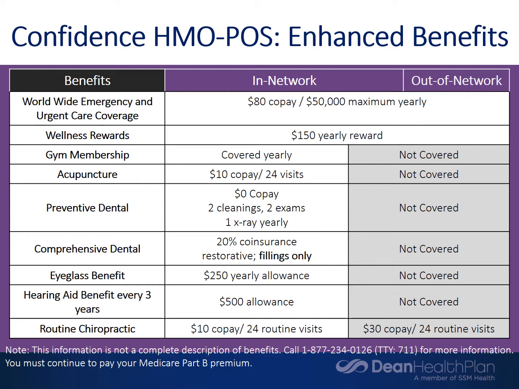Comprehensive dental includes restorative services and fillings only with a 20% coinsurance. $250 eyeglass allowance yearly, $500 hearing aid allowance every 3 years, $10 copay up to 24 routine visits annually for chiropractic services. Some enhanced benefits of the Confidence out-of-network plan include $80 copay up to an annual maximum of $50,000 for worldwide emergent and urgent coverage, and a $30 copay up to 24 routine visits annually for chiropractic services.